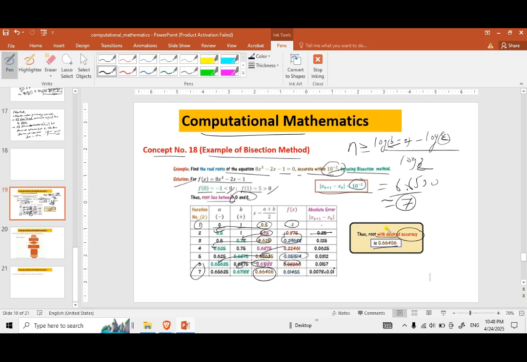0.66406. Here the absolute error 0.0078 is less than 10 to the power minus 2, that is 0.01. Hence our approximate root is this.